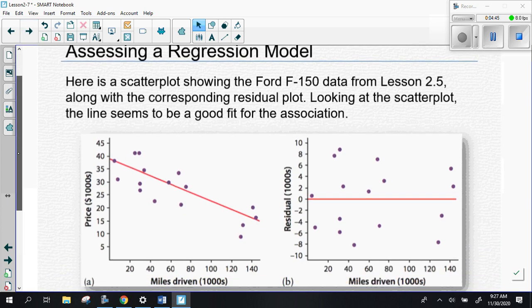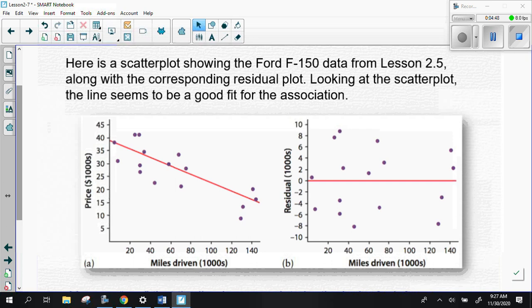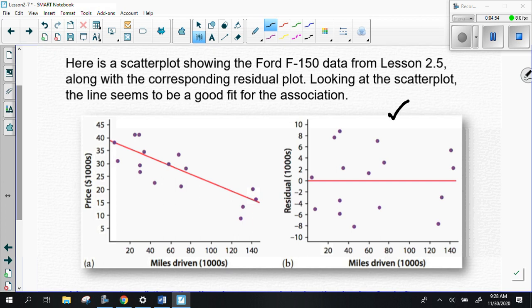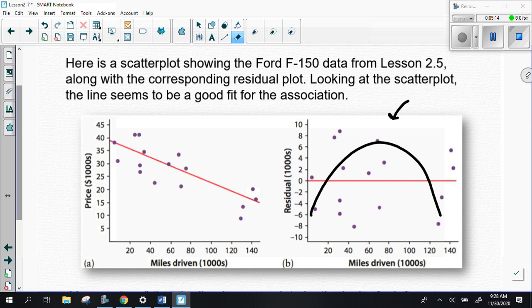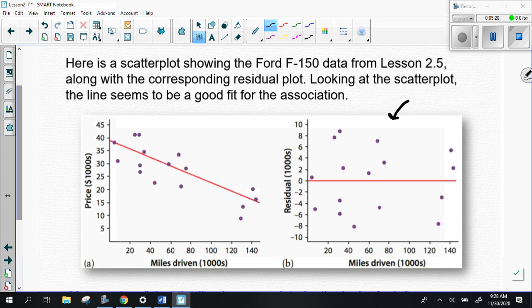So we looked at one that was not appropriate to use a least squares regression model for, but this one will work. If you see over here in our residual plot, there is not a pattern. If I was to try to connect the dots, I wouldn't see anything looking like that. I don't see any clear pattern. In fact, it's very scattered all over the place. And that's awesome. We like that. We would say that this line is a good fit for a least squares regression.